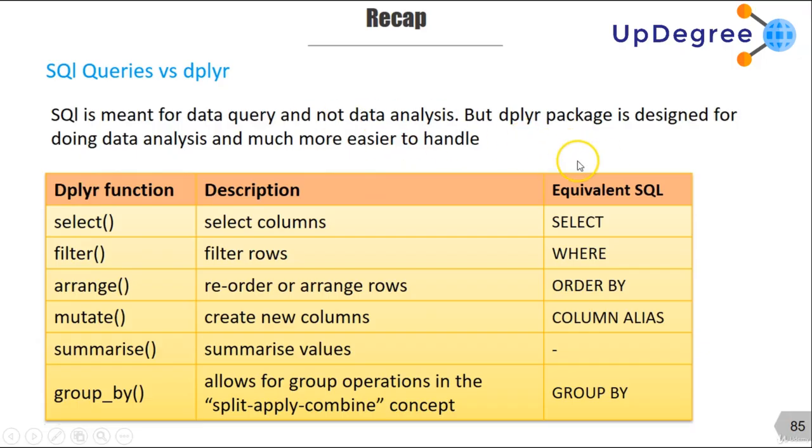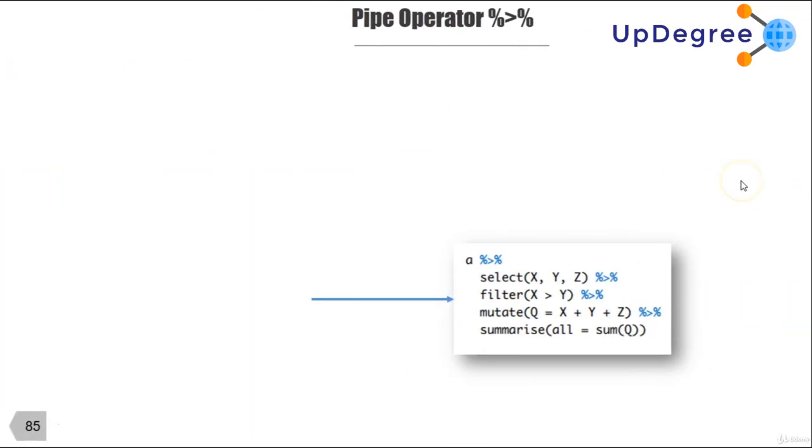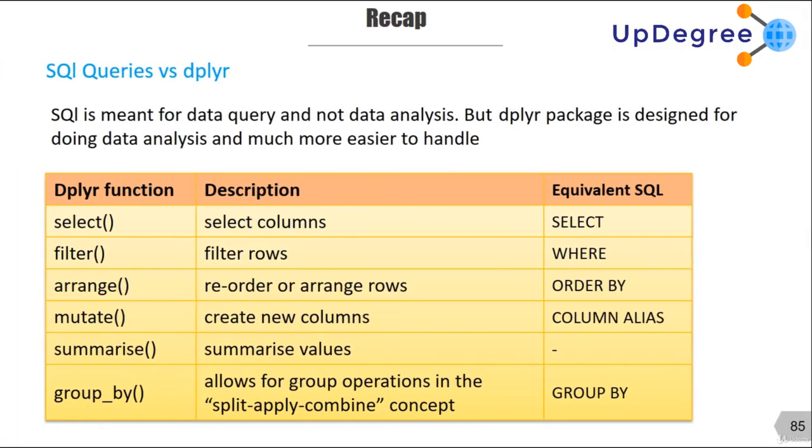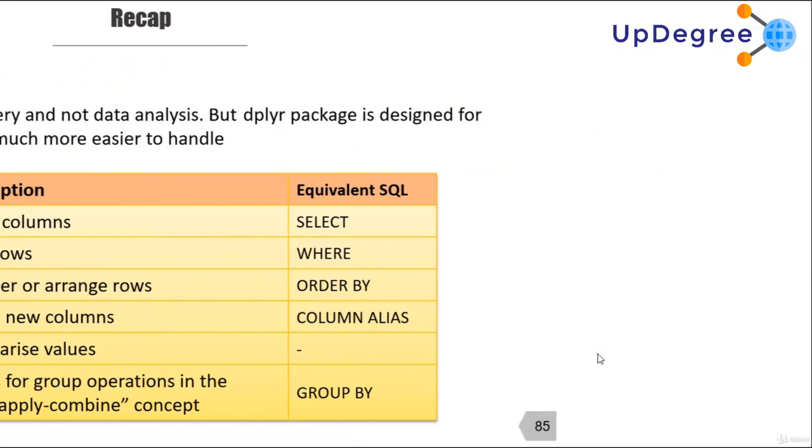Then how is this different? The difference is SQL is actually meant for data query. It is not used for data analysis, but the dplyr package is designed for doing data analysis work, and it gives you much more flexibility. But still, to remember, whoever knows SQL queries can understand the similarity: this select is exactly the same as SQL select, this filter is exactly like where, and this arrange is nothing but order by. So you can understand the similarity.